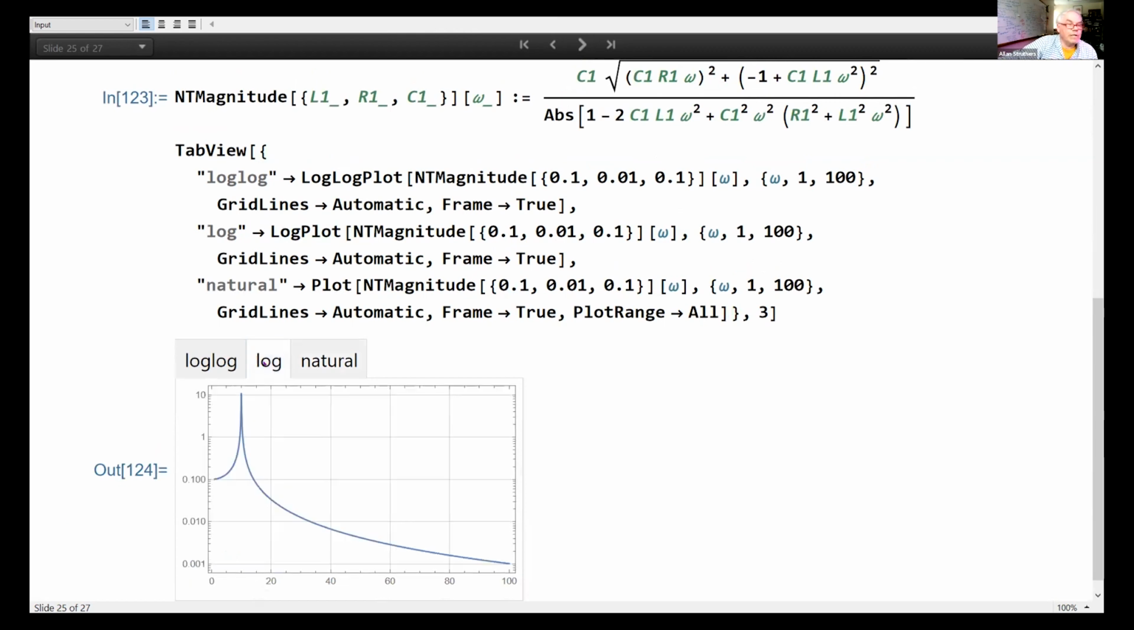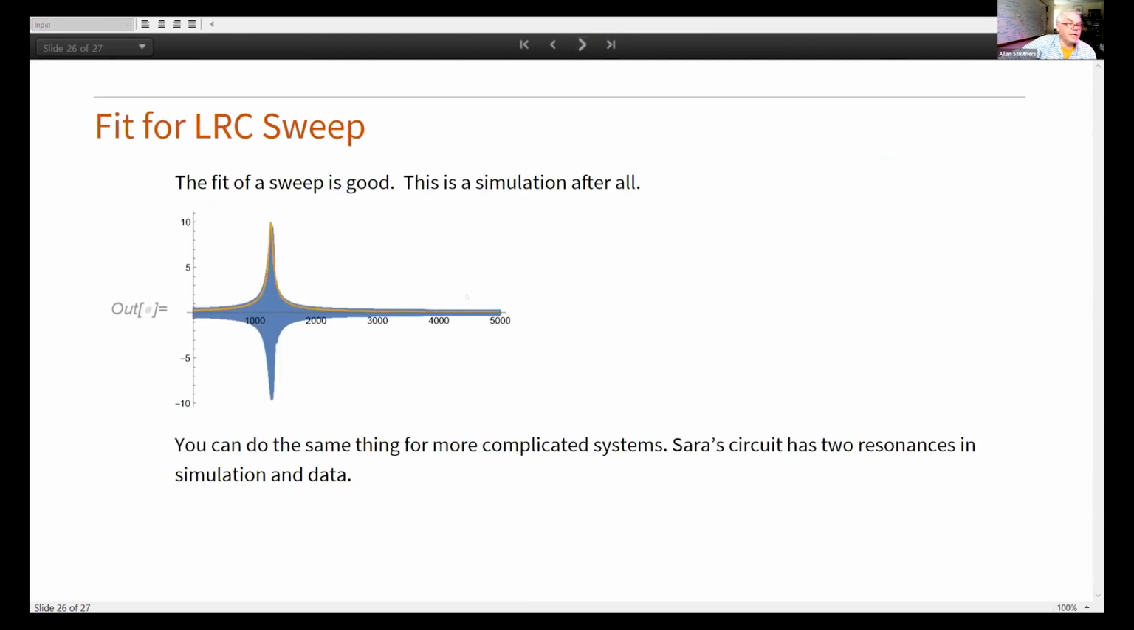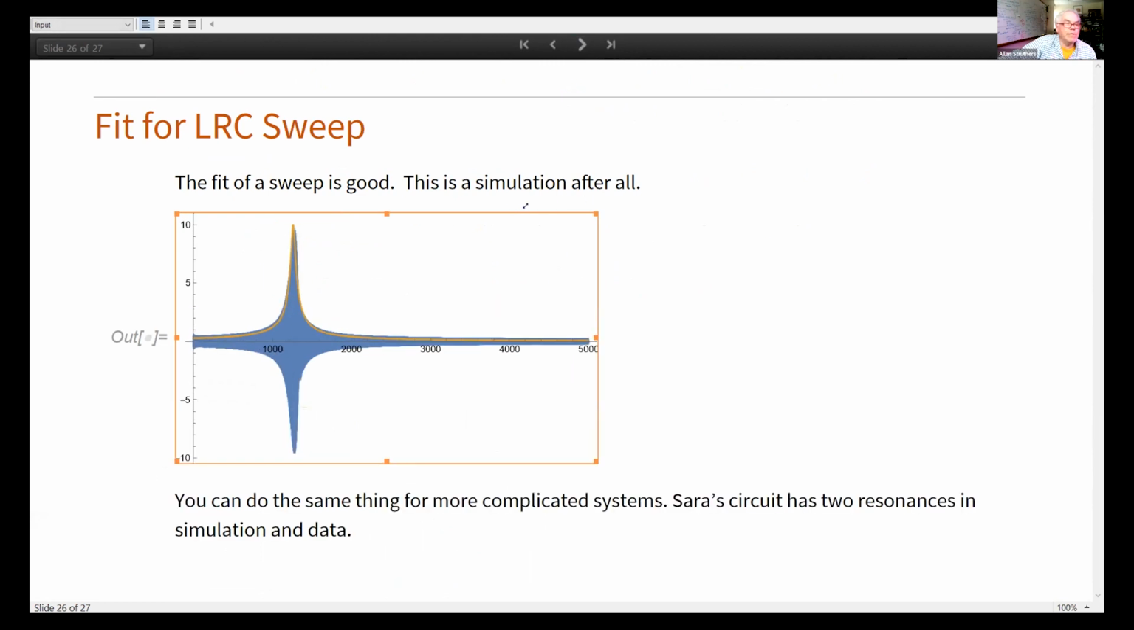There's the natural plot, there is the log plot, and there is a log-log plot, and people would draw this in a log-log plot because they'd want to see that the peak of that resonant frequency is at omega equals 10, and you go, does that fit? And I go, yep. What have we got there? I have done it with the simulation, not real data, but it would fit the real data as well. There is the resonant frequency prediction, and there is the numerical simulation, and the peaks line up.